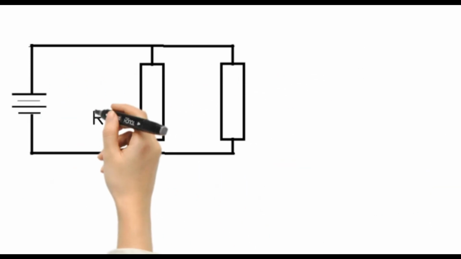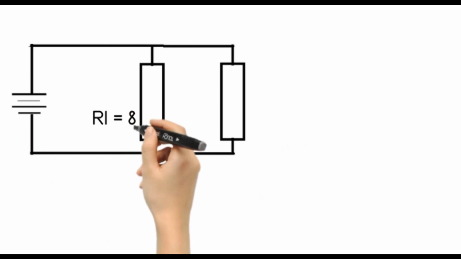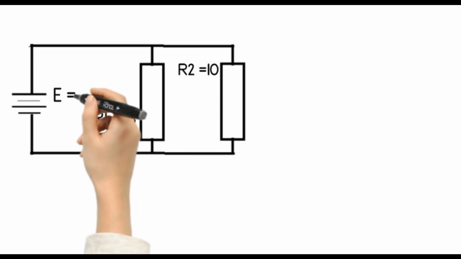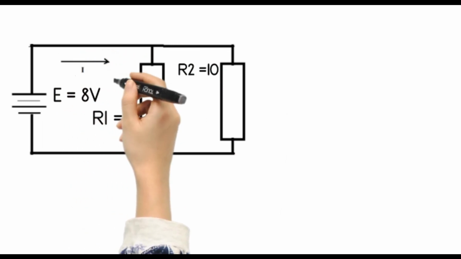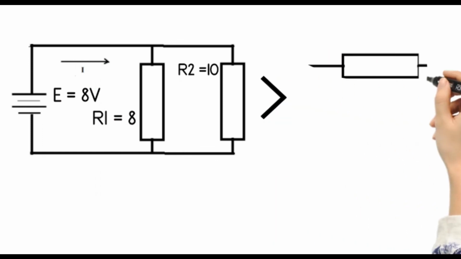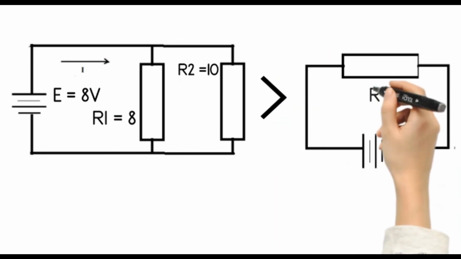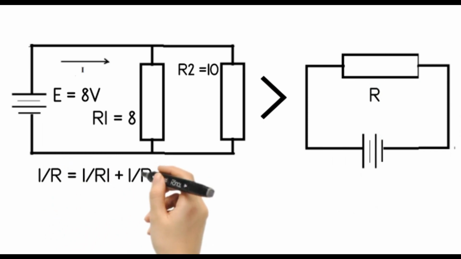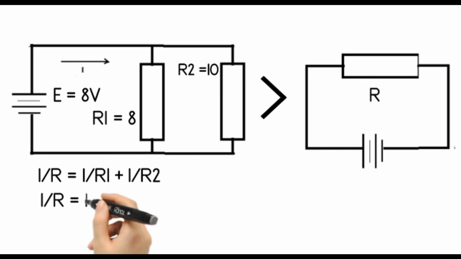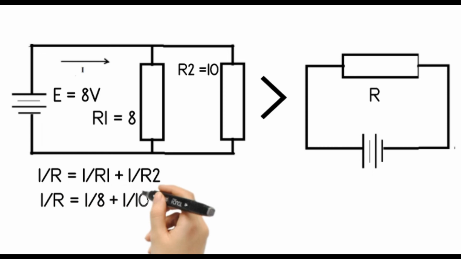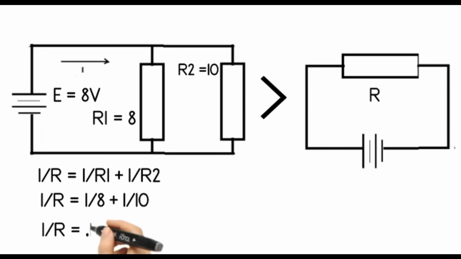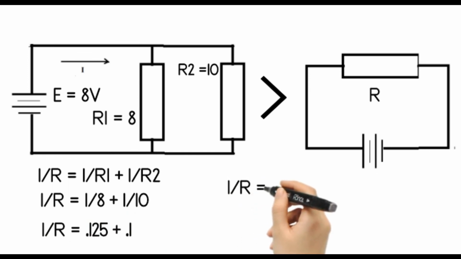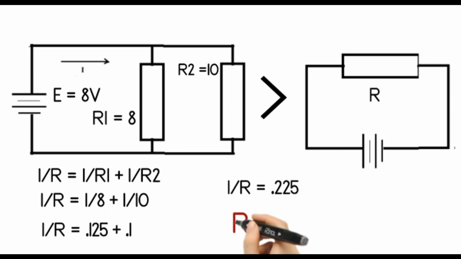Let's have an example. In the given circuit, R1 is 8 ohms and R2 is 10 ohms. The supply voltage is 8 volts. Find the total current in the circuit. To find the total current, we need to calculate first the equivalent resistance, R. Thus, 1 over R is equal to 1 over R1 plus 1 over R2. 1 over R is equal to 1 over 8 plus 1 over 10, which gives us 0.125 plus 0.1. 1 over R is equal to 0.225. R then, is 1 over 0.225, or 4.44 ohms.